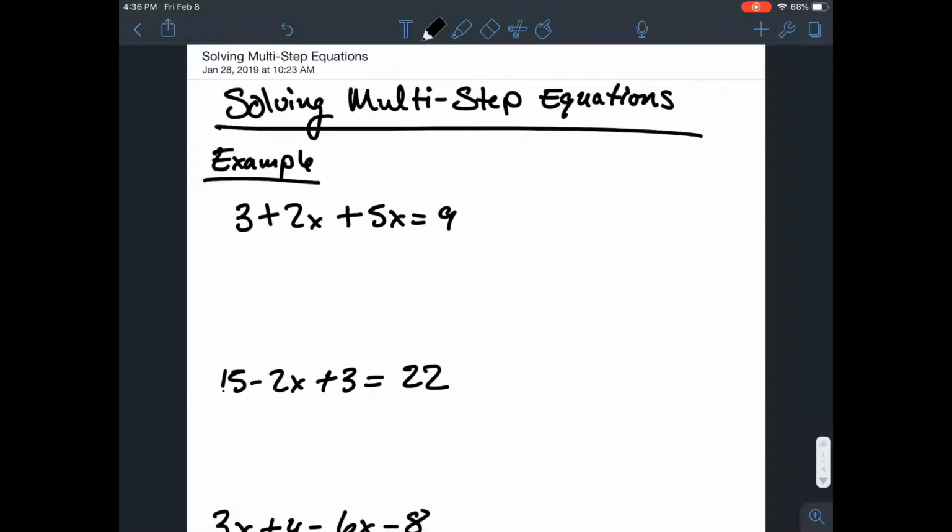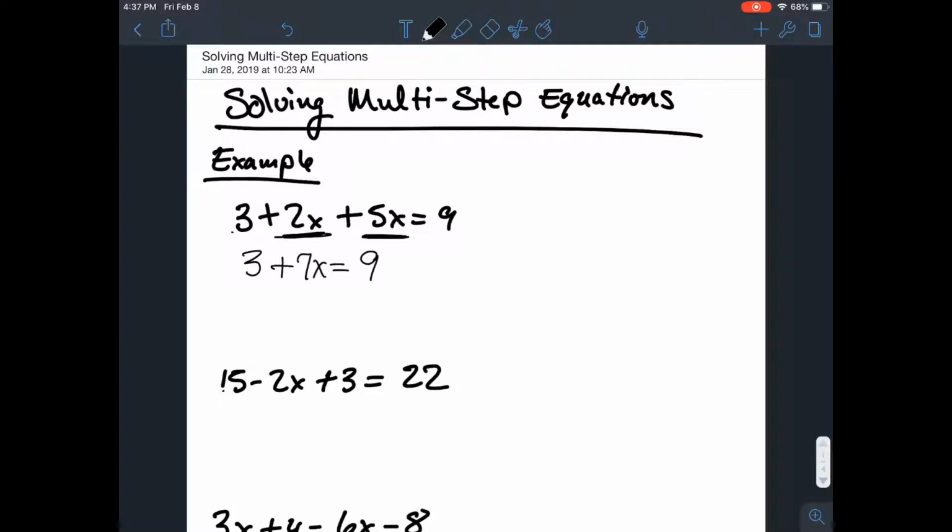Now, in this first example, we have 3 plus 2x plus 5x equals 9. So before we need to do anything else, we need to combine like terms. So I'm going to combine my 2x and my 5x together. Now 2 plus 5, because 2 is positive and 5 is positive, so 2 plus 5 is 7. So I have 3 plus 7x equals 9.